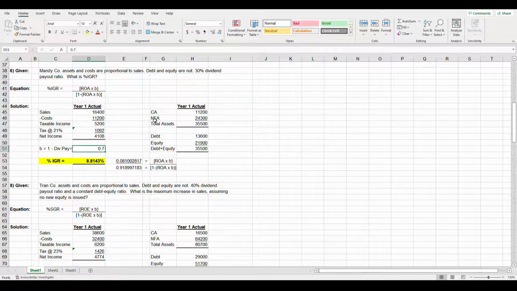Because I said in my net income pie I would pay out 30% and keep 70%. So that's where I got that retention ratio of 0.7. And so I'm going to take that ROA times B divided by 1 minus ROA times B. So 1 minus the numerator goes in the denominator. And I get an answer of, if I do that math, 8.8143%. What does that mean?